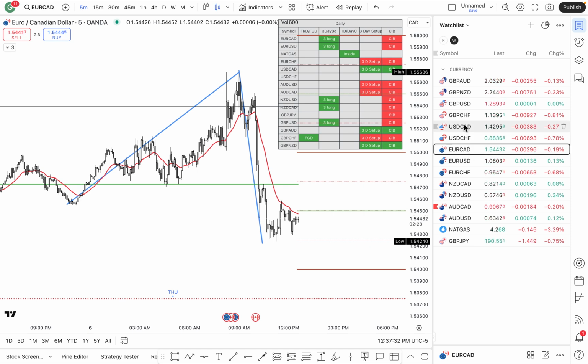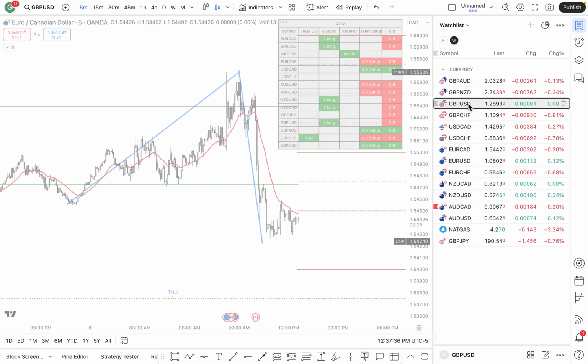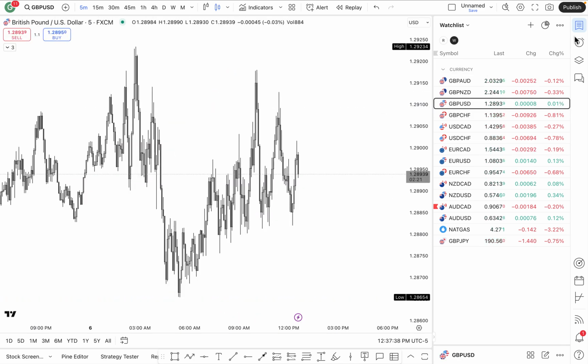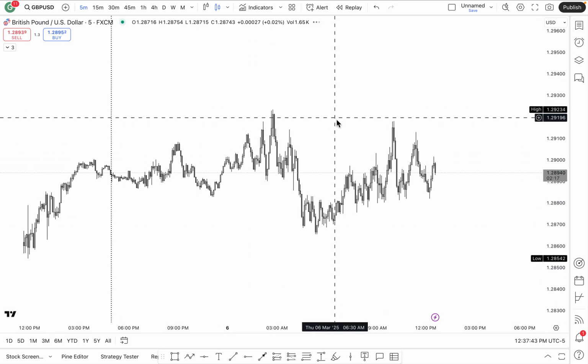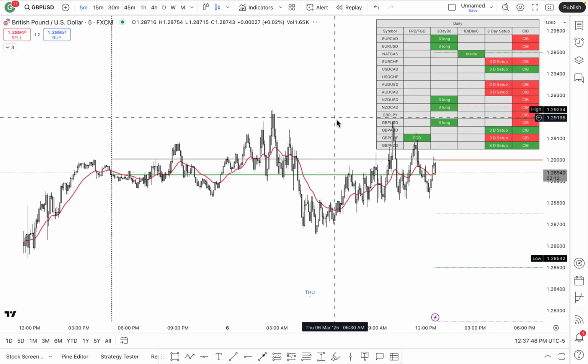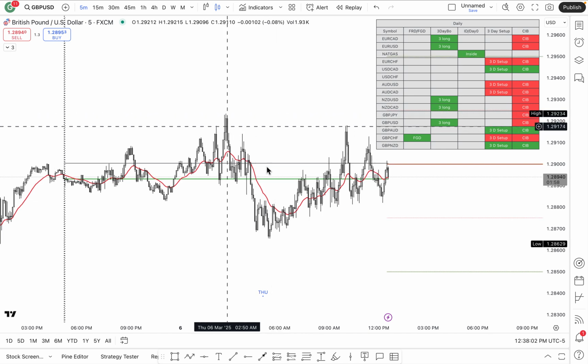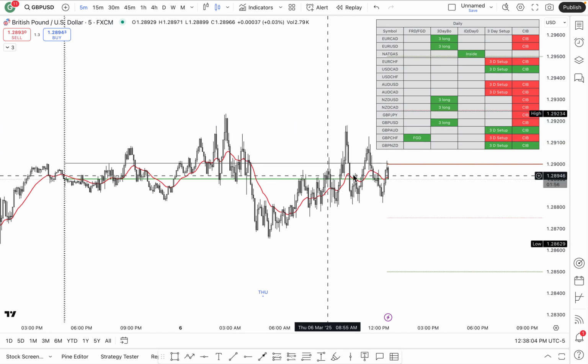What other markets? GBP USD 3-day longs. Did they reverse? I didn't look at that. Wow, this is not the type of market to look out for. This is fugazi. We call this fugazi. So this is fugazi. Please do not try to trade this market.